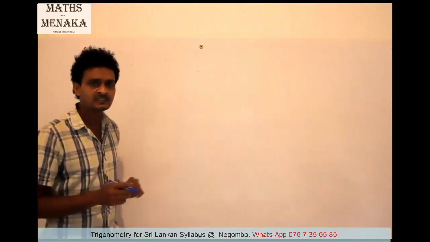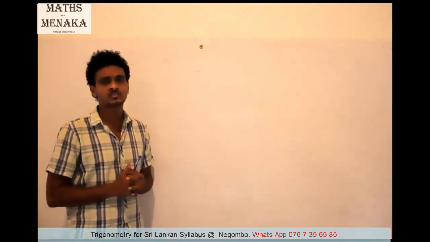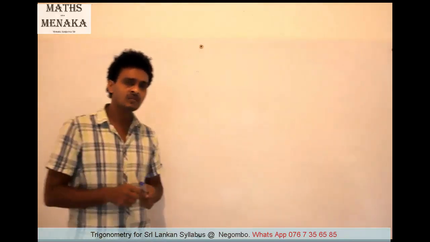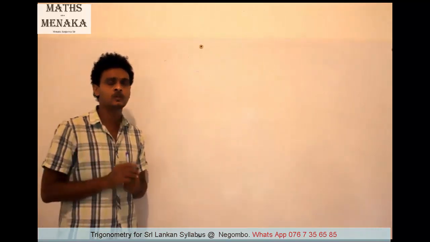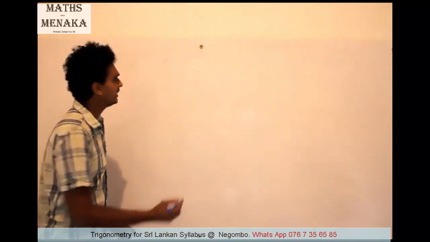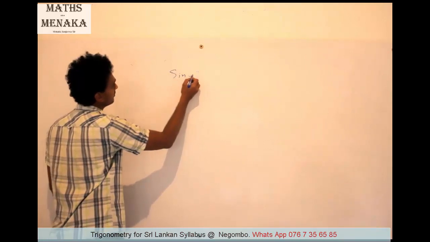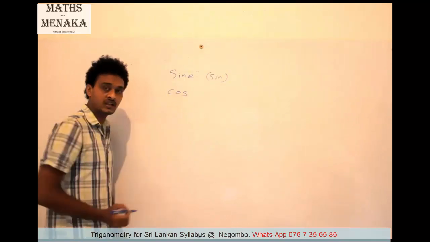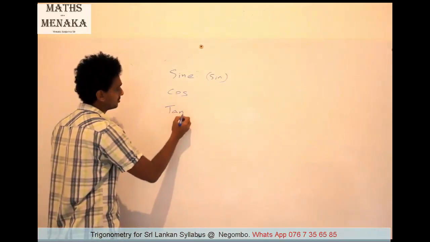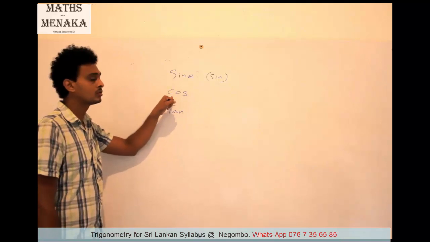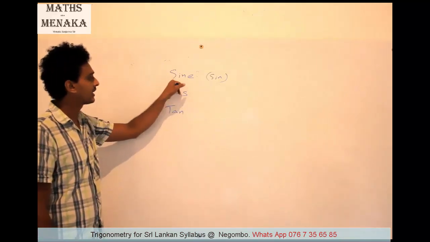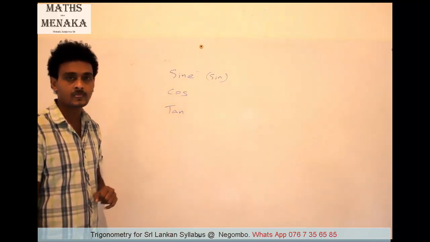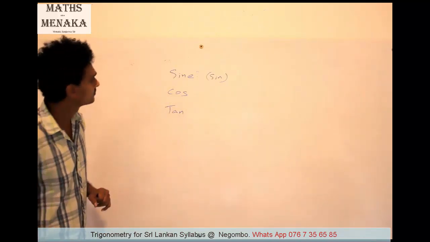Now we will revise the basic things you should know about trigonometric ratios. You have three trigonometric ratios. What are they? Sine, which we just write as sin, cosine or cos, and tangent or tan. What is cos? What is tan?